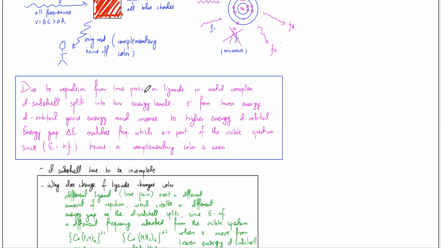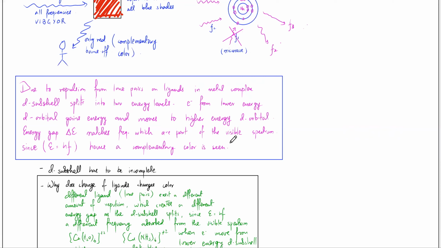So anyways, you're going to get two questions. First one, why are they colored? Due to repulsion from lone pairs on ligands, ion on ligand. In a metal complex, the d subshell splits into two energy levels. Electrons from the lower energy d orbital gain energy and move to the higher energy d orbital. The energy gap delta E matches frequencies which are part of the visible spectrum. Since E is equal to hf, a complementary color is seen.